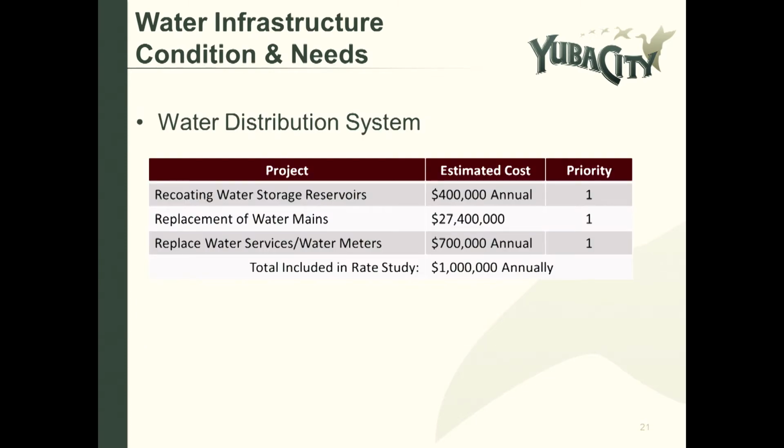And then, as mentioned previously, within the water distribution system, we have an annual need to recoat water storage reservoirs, replace water mains, and replace water services and water meters. And so if you look at the total cost of that, just for the replacement or rehab of water mains, that was an estimate at the time of $27.4 million. What council selected to do was fund these improvements annually at the amount of $1 million.